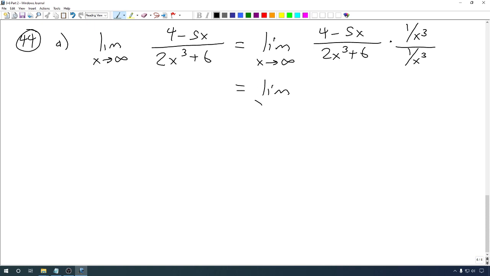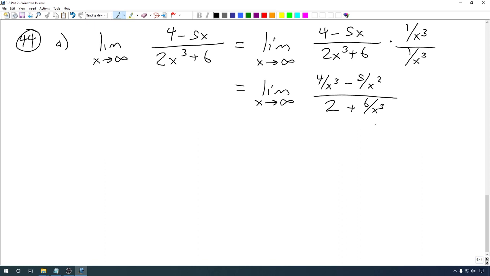Remember, I do need to distribute that to each of our terms. So 1 over x cubed times 4, which is just 4 over x cubed. 1 over x cubed times 5x, well, that's going to cancel out the x here and leave us with a 2 on the bottom. So we're going to have a minus 5 over x squared. On the bottom, we have 2x cubed divided by x cubed. The x cubes cancel out. We just get a regular 2. And finally, the 6 times the 1 over x cubed is 6 over x cubed.